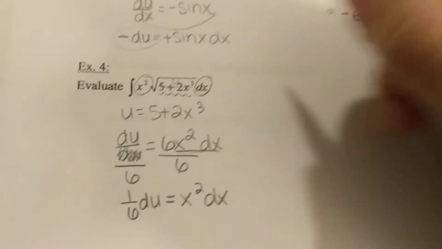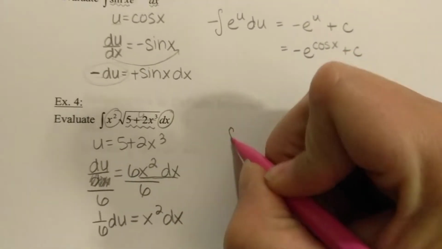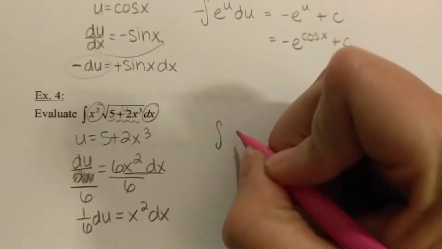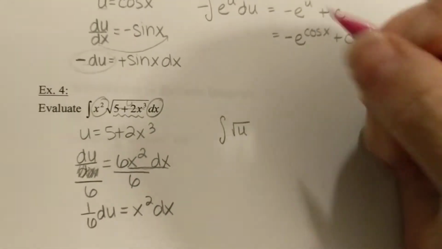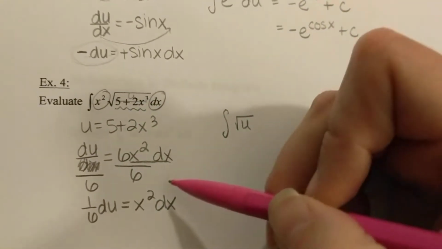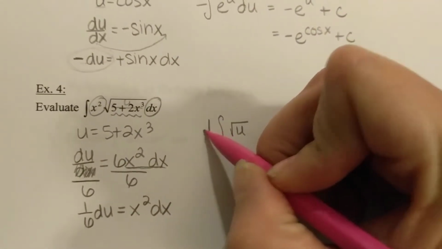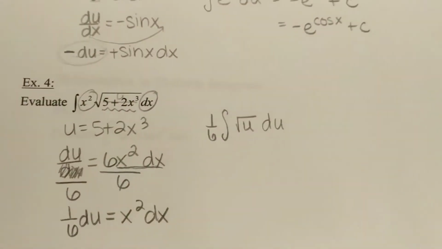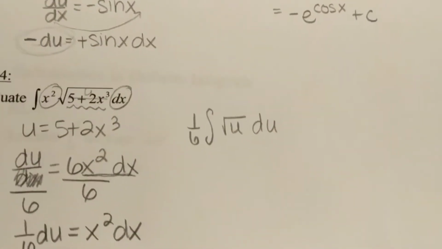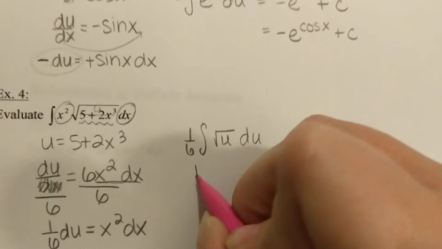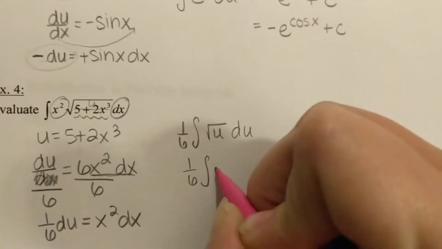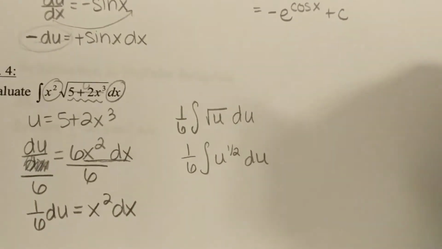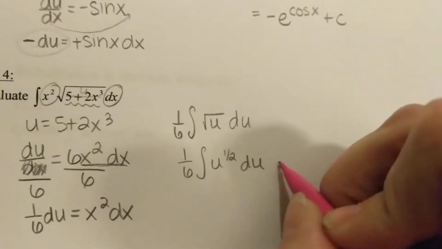So now I just rewrite my integral with all of my u's, my replacements. I'm going to start with my u, square root of u, and then the x squared dx gets replaced by 1/6 du. Notice I always put the constant out front. It just makes my life a whole lot easier. Now some of you might not think that that looks a whole lot easier, so I'm going to rewrite this one more time as u to the 1/2. Now we can integrate.